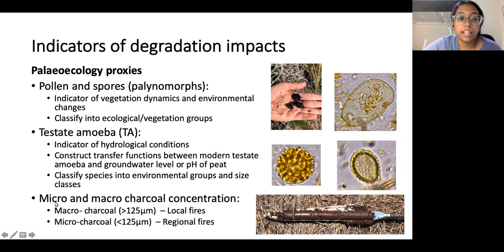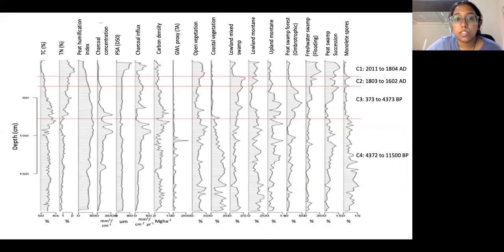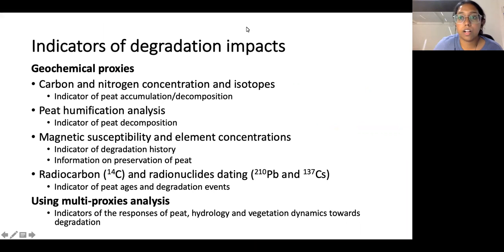And then lastly, we also look at micro and macro charcoal concentrations, which is good for telling us about fire events, whether they are localized or regional fire events, for example. So these are the different paleoecology proxies that I use. I won't be elaborating now; I will elaborate in the next few slides.